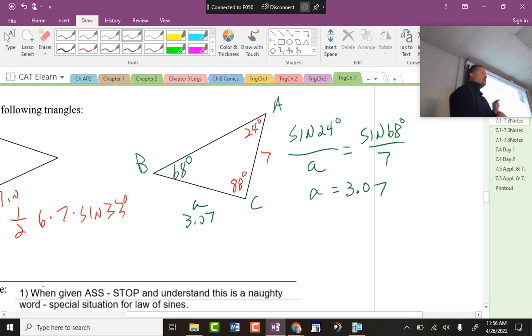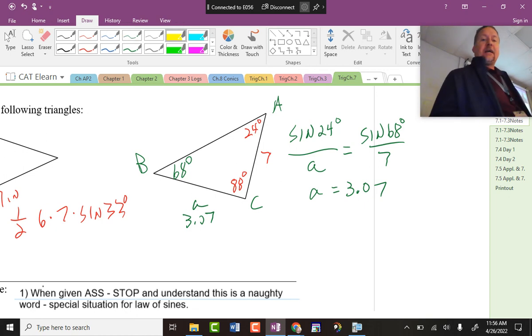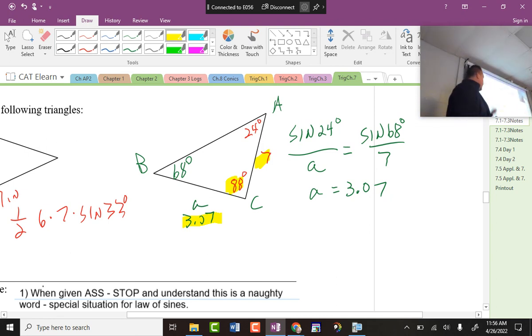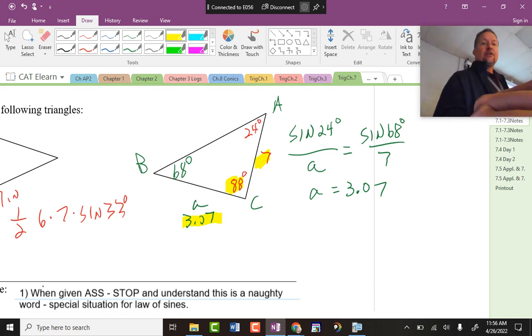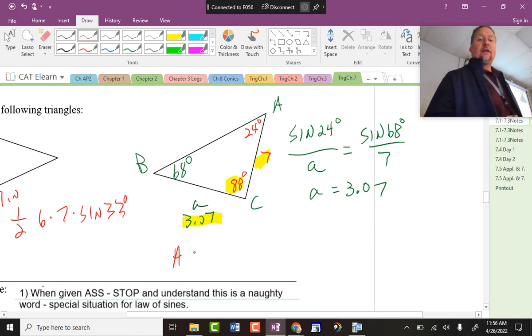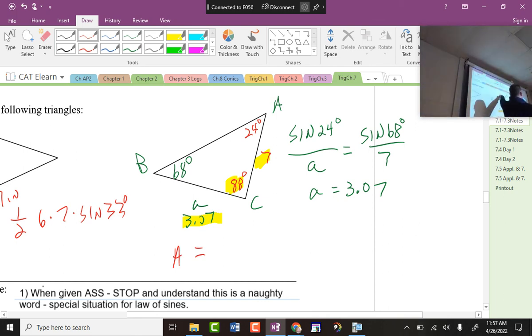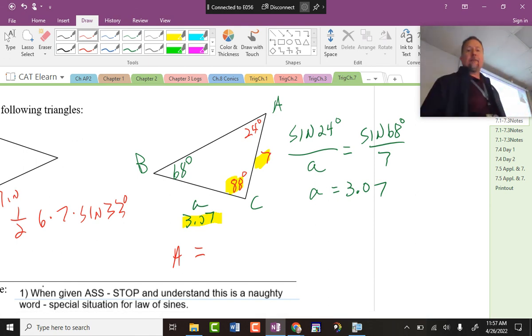Which angle do I have to use for the area formula? Is it 68, 88, or 24? It's got to be the 88, because now when you said bottom, you've created this SAS scenario. So you must use those three numbers in the formula. If you found the top side through the law of sines, then you'd use the 24, and you'd end up getting the same answer, actually.